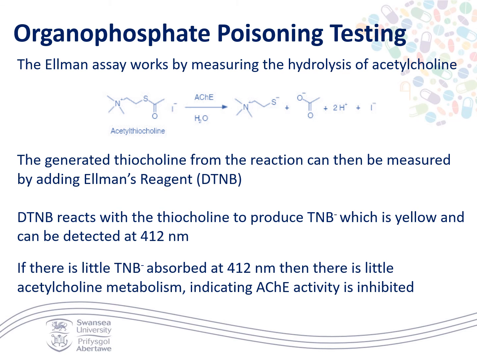If there is little TNB absorbed at 412 nanometers, then there is little acetylcholine metabolism, because the DTNB is not able to react with thiocholine, as there is little thiocholine being produced from acetylcholine, meaning that there is little activity of acetylcholinesterase. This then allows us to determine whether acetylcholinesterase activity is being inhibited and whether patients have been exposed to organophosphates or nerve agents in a much more rapid testing way rather than the cholinesterase activity testing, which can take anything up to 7 to 28 days.